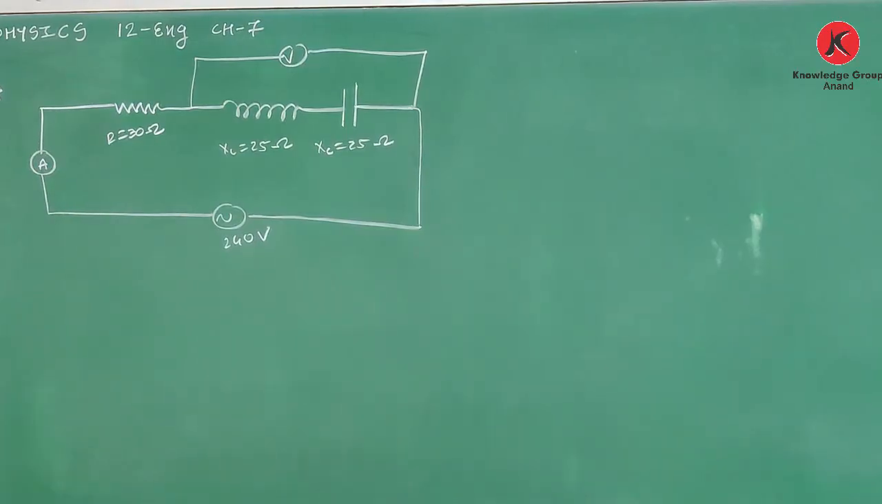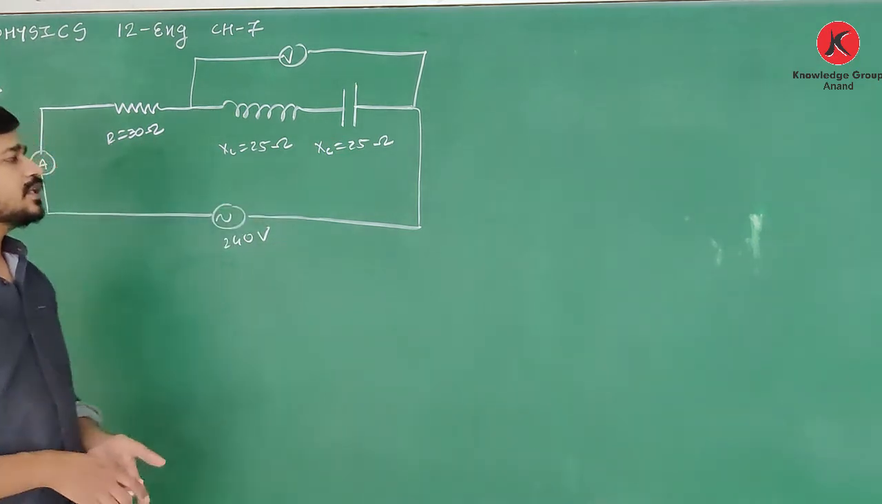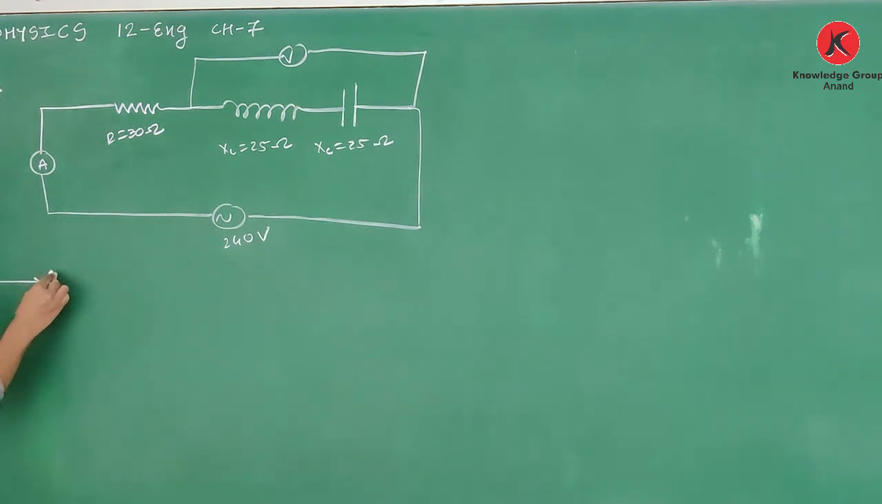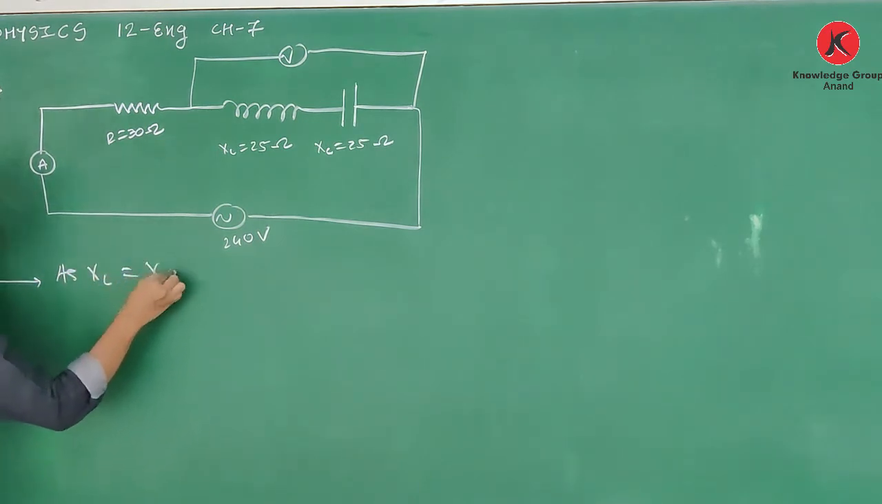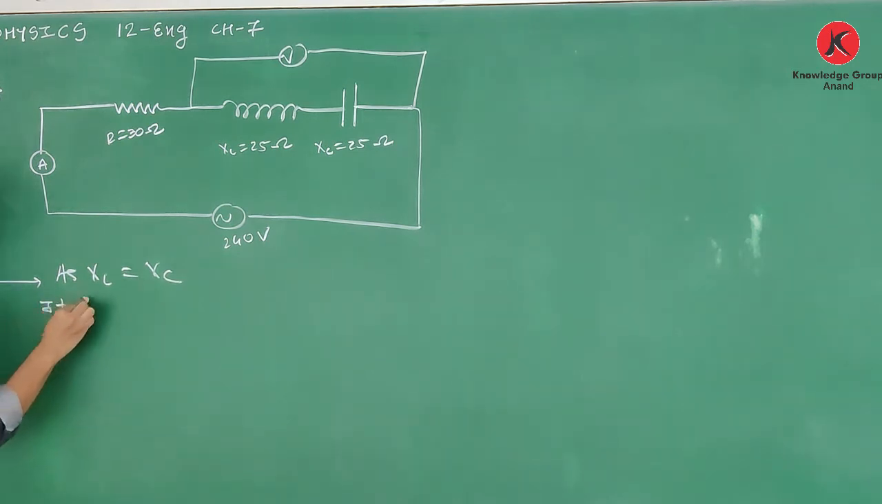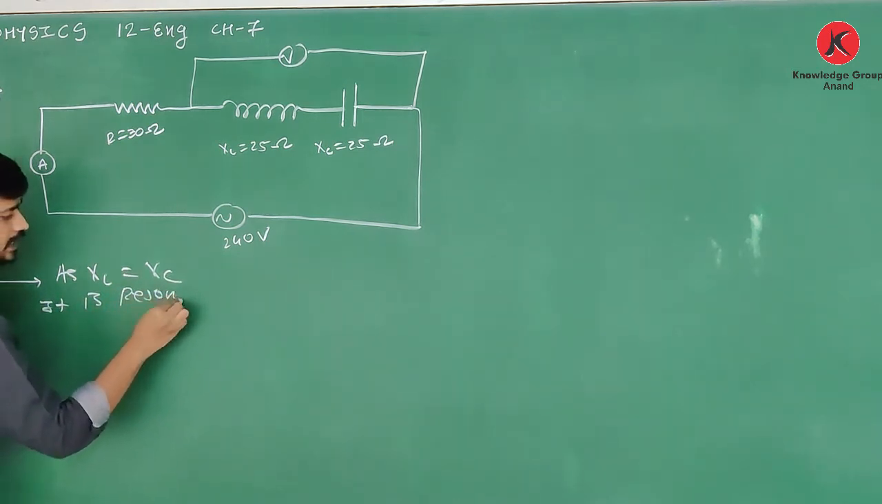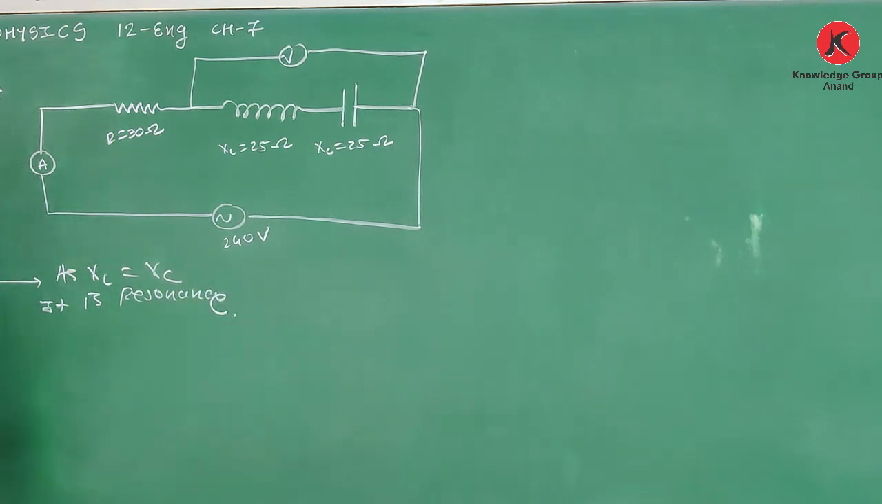Next question: what is the reading of the voltmeter and ammeter in this figure? Here you are given an AC voltage source, V is equal to 240 volt, resistance R is equal to 30 ohm, XL is 25 ohm. So here, as XL is equal to XC, it is resonance.